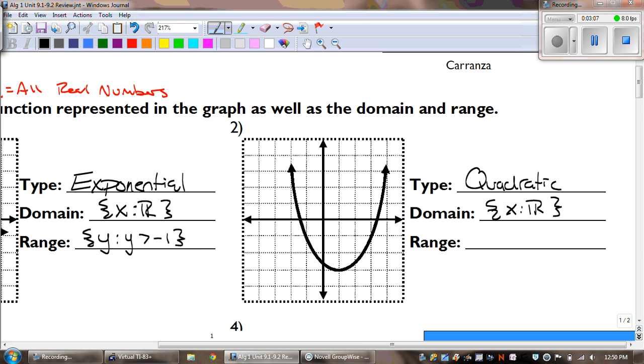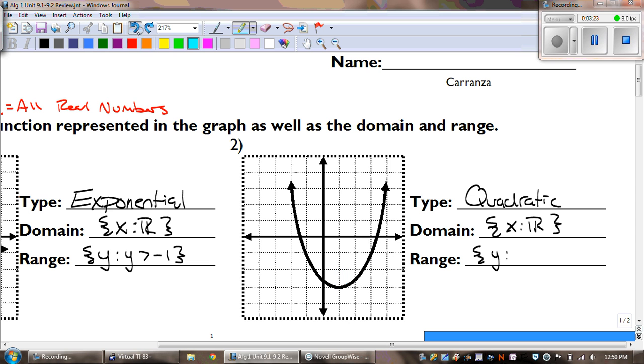Now our range, I can see something, okay, for the y's. It touches -3, but it never goes below that. And it does go up and up and up forever, okay? So that means that y can be greater than or equal to -3. It's just not less than that.